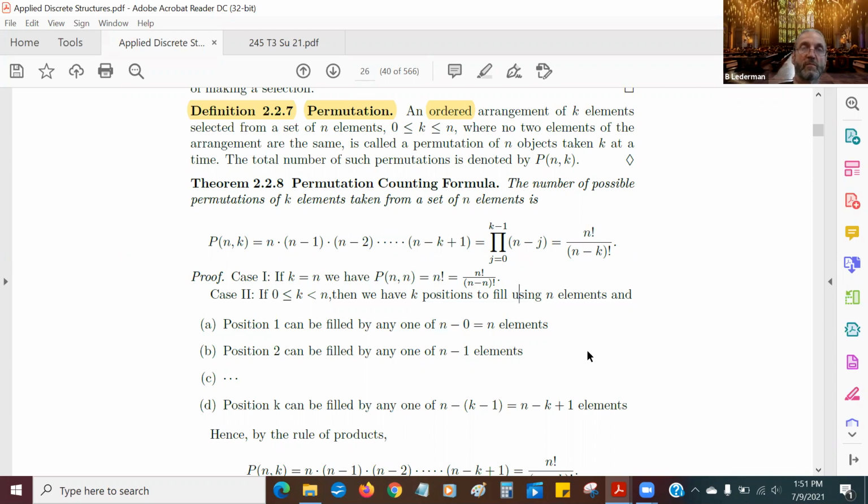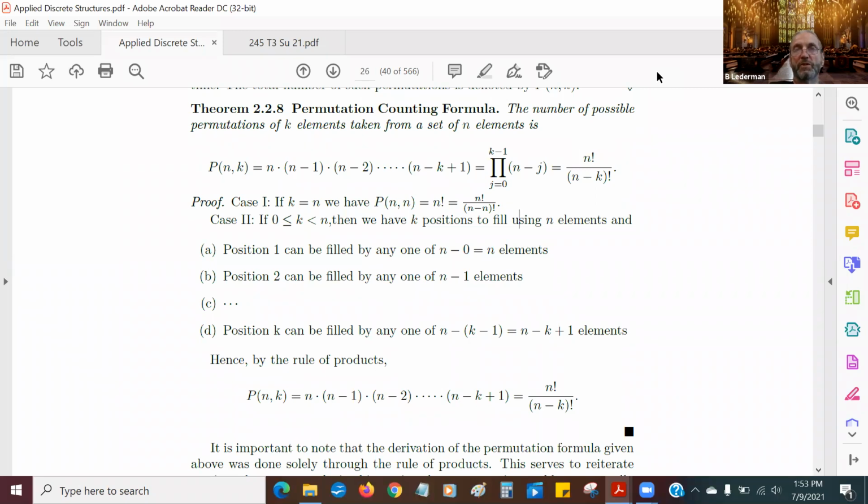Let's look at the proof here. The proof of this is pretty straightforward. First of all, let's start when k is equal to n. That's P of n, n. That means how many permutations of n objects can I take n at a time? Well, that's the same thing as how many ways can I permute n objects. That's just n factorial, which can be written as n factorial over n minus n factorial. So that's cool and awesome.